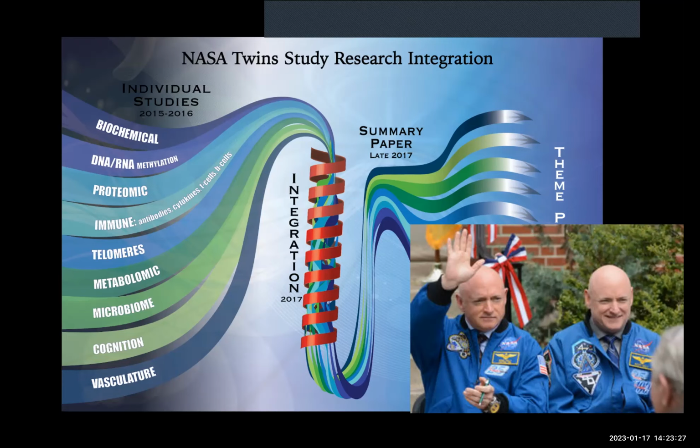looking at everything from the macro level, so performance, cognition, to the systems level. So they looked at gut health, they looked at immunological function, to the micro level. They looked at DNA methylation, they looked at proteomics, metabolomics. So it's a really interesting paper to read. In certain cases, there were effects that were transient. So, for example, the gut microbiome was different in space for Scott than it was for Mark, but these changes reversed after 6 months.